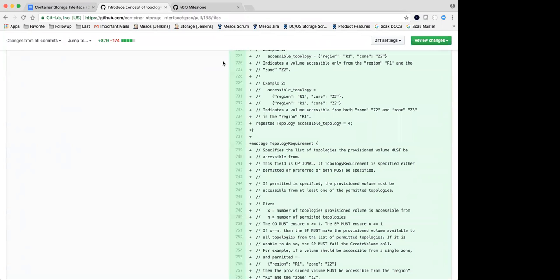Yep. So basically, we expose a mechanism by which the storage system can give whatever topology looks like for themselves, expose that in a generic way through CSI to the CO, and then the CO can surface that to the end user and allow them to do whatever type of rich selection that they want on top of that.